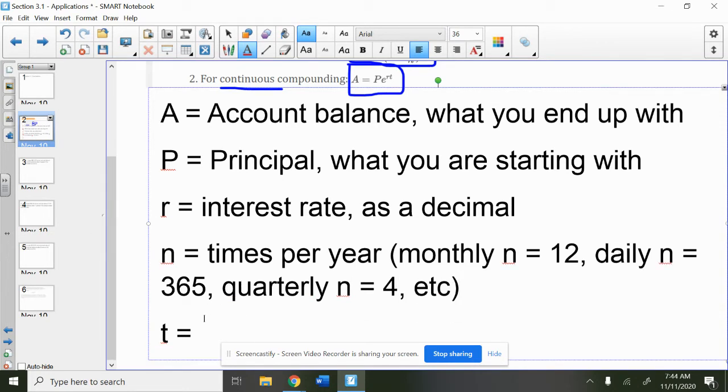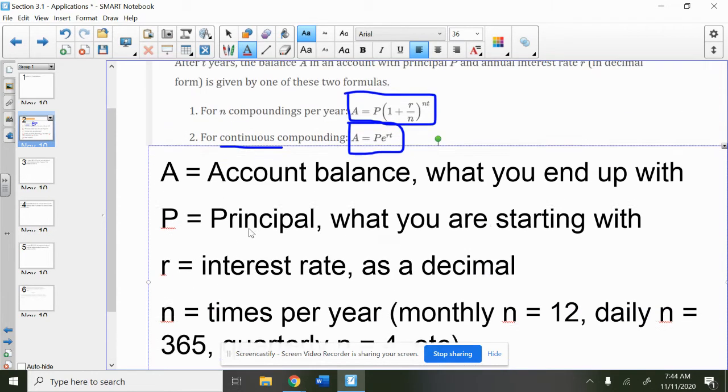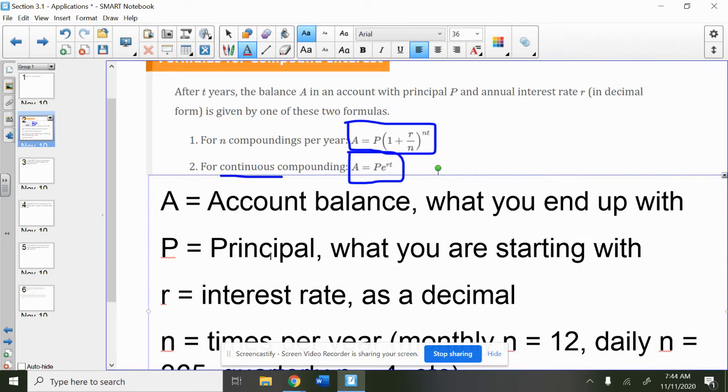And then lastly, your T. T is just your time period in years. So if you hear something other than years, you need to make sure you convert it. So 18 months would be 1.5 years. We need all these different things, so it would be worthwhile to pause the video and write this stuff down if you haven't already. We'll come back to it.